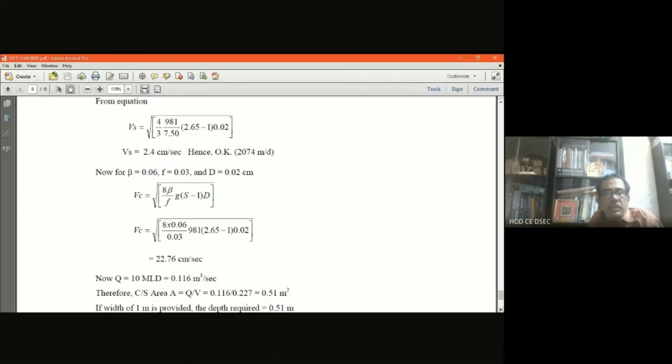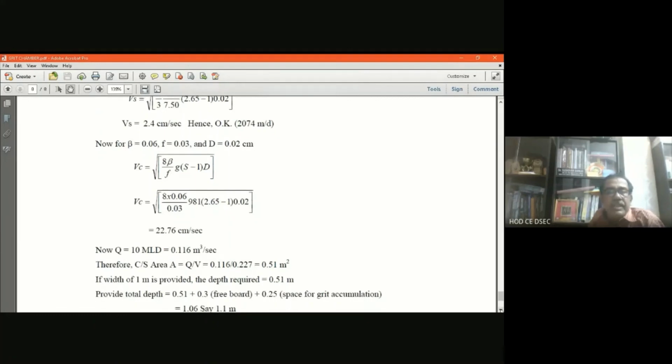Now Q equal to 10 million liter per day, that is given in the question, that is 0.116 meter cube per second. So what is the cross section area? Cross section area is the Q divided by Vc, that is Q divided by Vc 0.227, so it is 0.51 meter square. If width of 1 meter is provided, then depth is 0.51 meter.